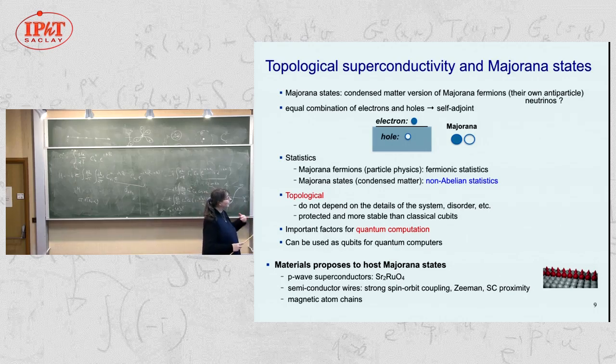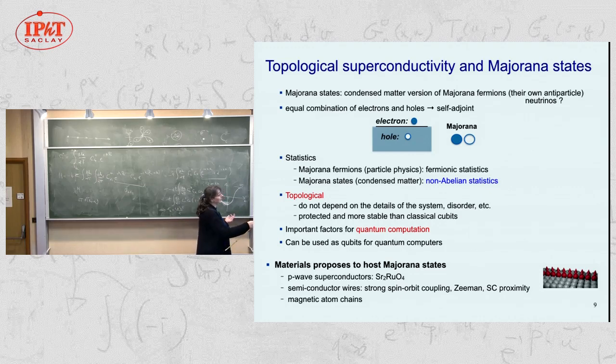So what we can do to have a self-adjoint particle is to make a combination of an electron and a hole. Electrons and holes are excitations of the Fermi sea. I have a sea of electrons. If I make an excitation, I add a particle above the Fermi sea, and I also add a hole in the Fermi sea. That's an electron-hole pair. And this is a Majorana in the sense that if I take the adjoint of this combination, the electron becomes a hole, the hole becomes an electron, and this is self-adjoint. So this is a Majorana state. In condensed matter, a combination of the electron and the hole is a Majorana state.